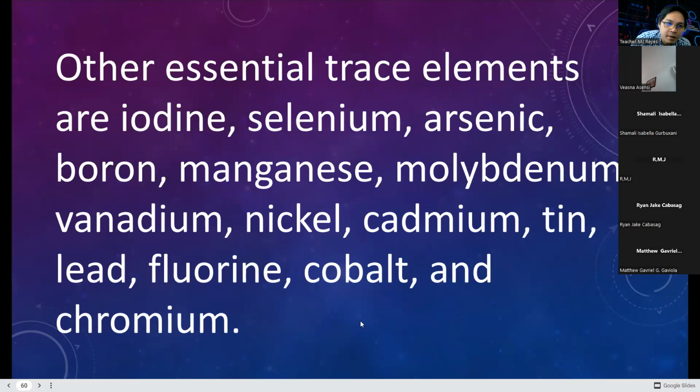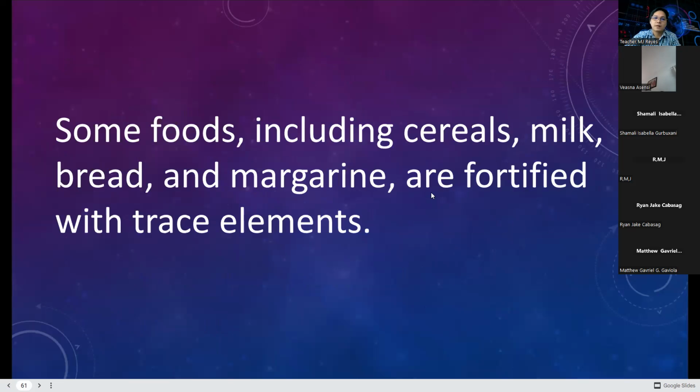Other essential trace elements are iodine, selenium, arsenic, boron, manganese, molybdenum, vanadium, nickel, cadmium, tin, lead, fluorine, cobalt, and chromium. So we need these essential trace elements, again, in a small amount only. Some foods, including cereals, milk, bread, and margarine, are fortified with these trace elements. So no need for us to have a supplement for these trace elements.